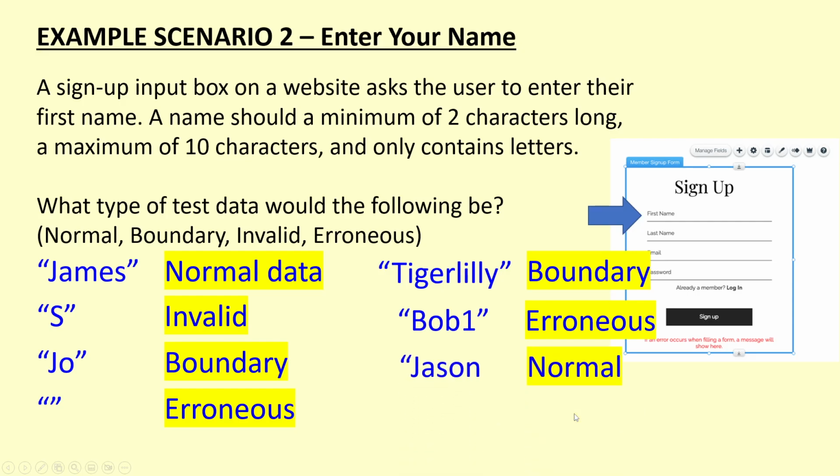Jason, that's normal, that's between 2 and 10. And Bartholomew, well, if you count how many characters, that is more than 10, so that is invalid. It's a suitable type, but it's too many characters, so it's invalid.